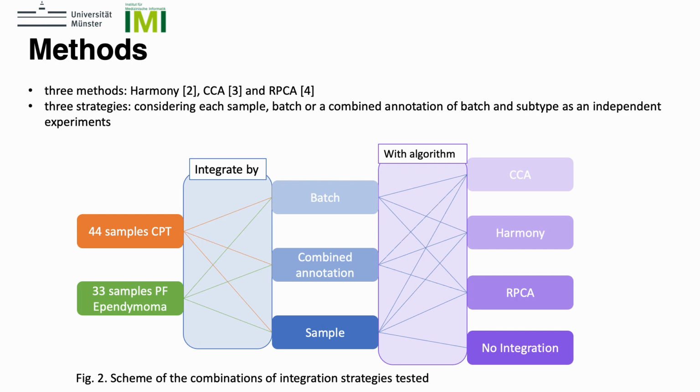And then 3 different strategies, which are considering each sample as an independent experiment, each batch as an independent experiment, or the combined annotation of subtype and batch as an independent experiment. We also compared the results to the merged object, which is the one without any integration. All the pre-processing of the samples was done identically for all cases, following the Seurat version 4 guidelines.